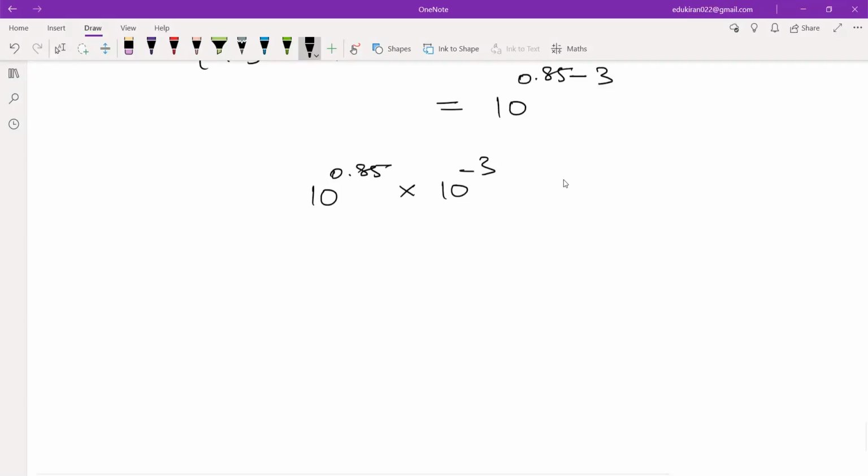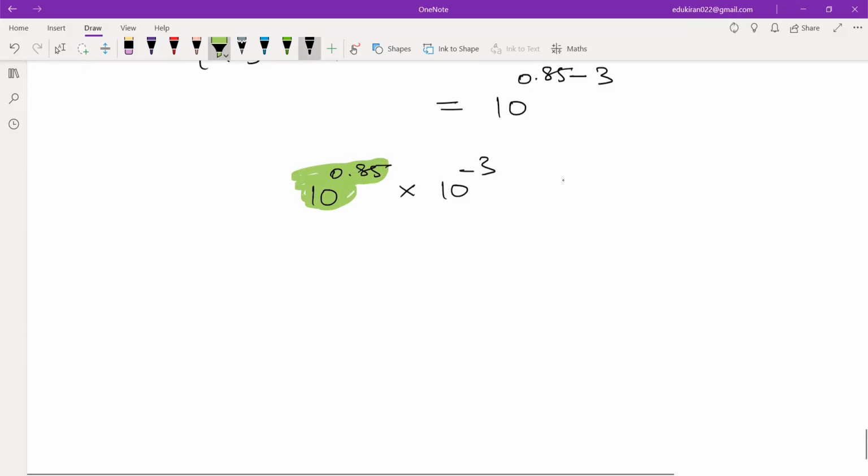10 to the power minus 3 is okay, right? You have seen 10 to the power minus 3 previously, and that is how it is written in scientific notation. So 10 to the power minus 3 is not of concern. The concern is 10 to the power of 0.85. This is how to write this.